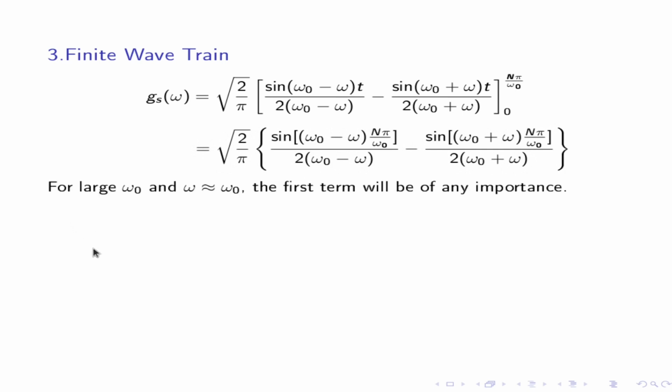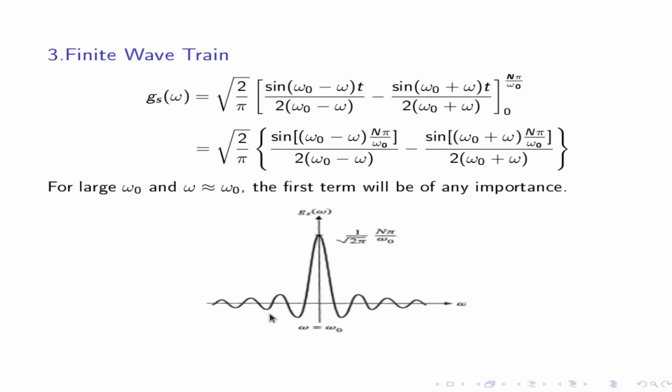And looking at large omega 0, if omega 0 is large, the second term will be cancelled, and this is approximately equal to omega 0. And for omega approximately equal to omega 0, only the first term has some importance, and we can calculate the maximum value. For plotting this, it will be like this. At omega equal to omega 0, this has a maximum. The value is 1 over root 2 pi times n pi by omega 0. This is a single slit diffraction pattern, and so this is the Fourier transform of the finite wave train.